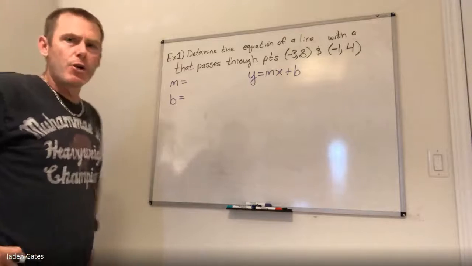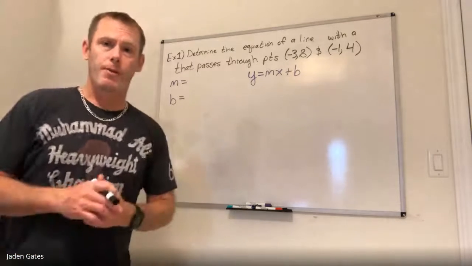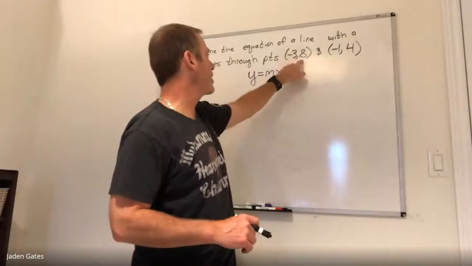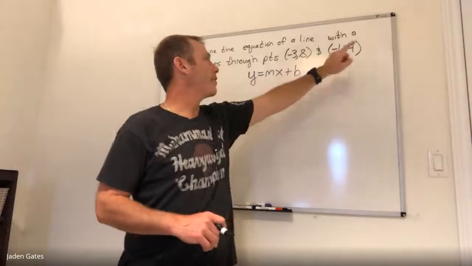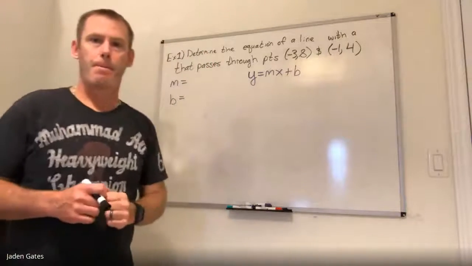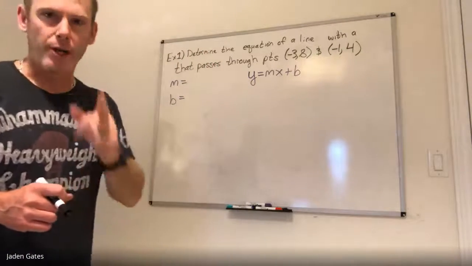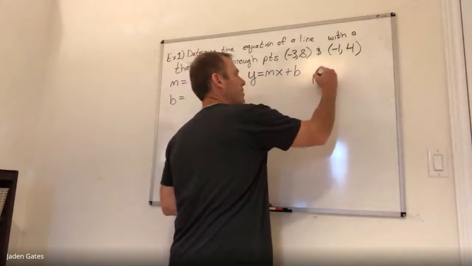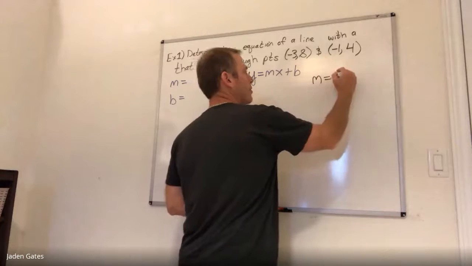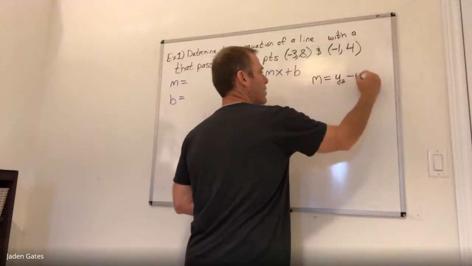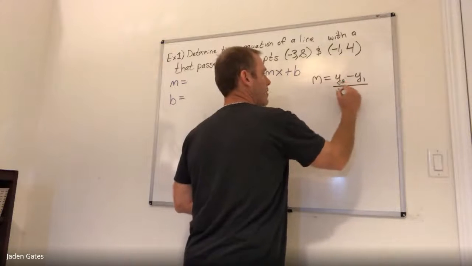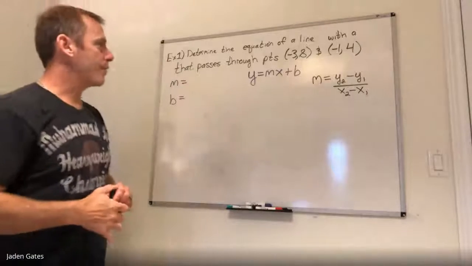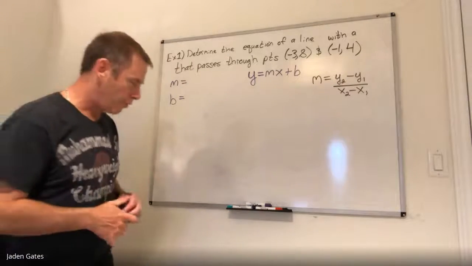Does anybody know how I'm going to find either the slope or the y-intercept? All I have is these two points. The line goes through (-3, 8) and (-1, 4). Here's what you do. We have a formula for slope that we looked at last test: m equals y2 minus y1 over x2 minus x1.